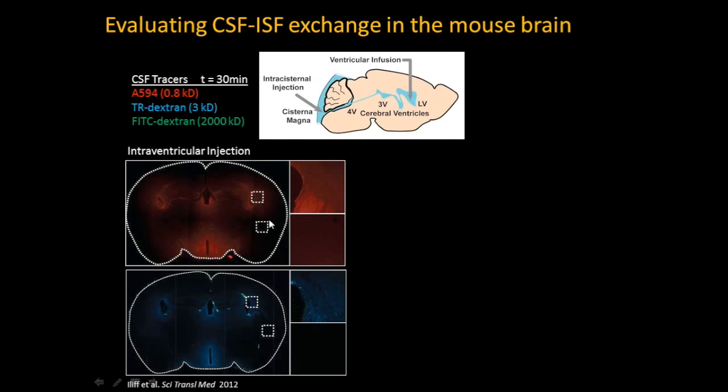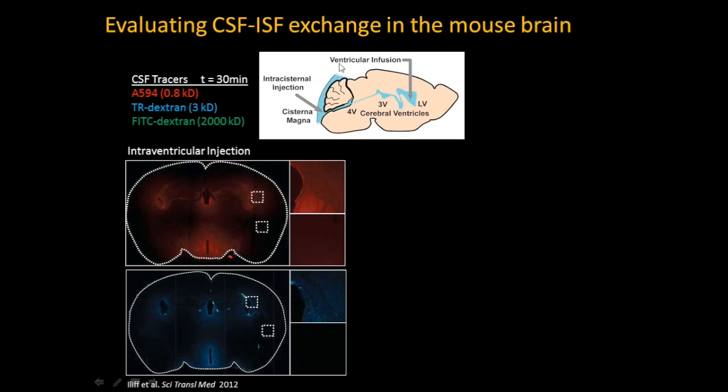So where we started with the process was to look to see whether CSF in these different compartments was actually exchanging with the interstitial fluid. This is very similar to some work that was done in the early 80s with some different tracers, where we moved it into fluorescence-based. That's what our lab does, and that's where the field is at right now.